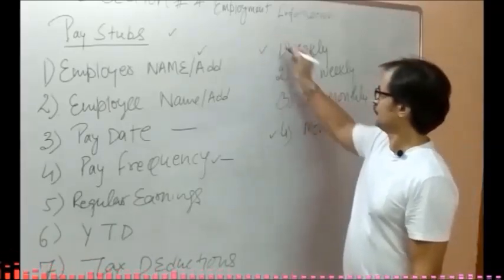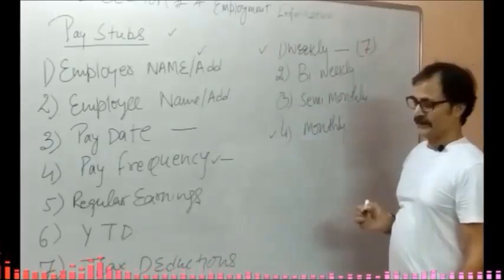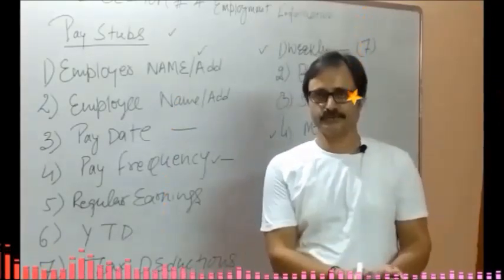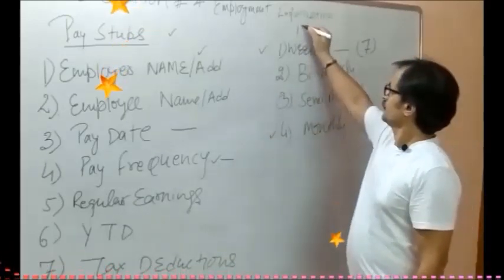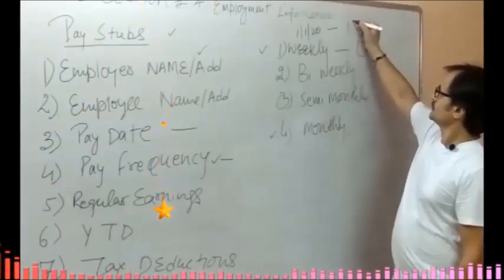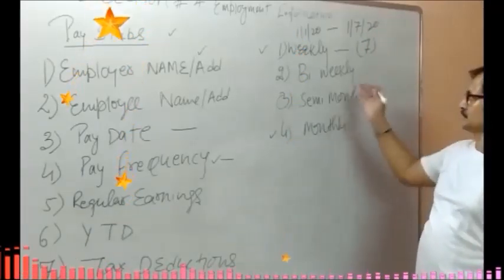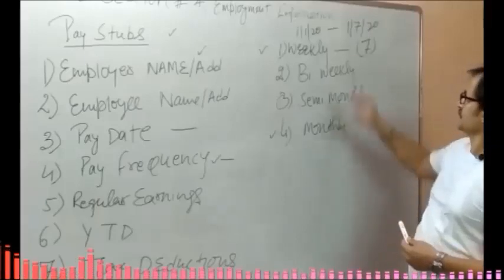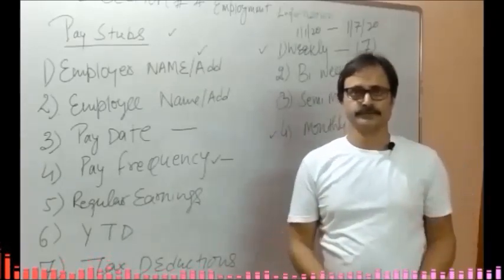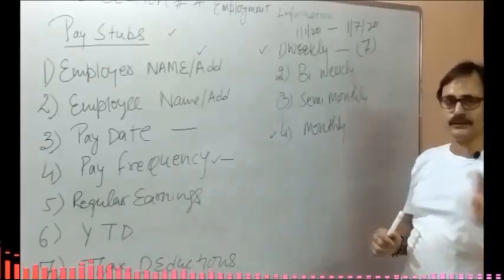So number 1 is weekly. Weekly means 7 days. That means if I start on the 1st of January 2020, the pay covers 1st Jan till 7th Jan. That is how they are going to pay. Each pay stub will cover 7 days, and on the 8th day or maybe the 7th day, as per the employer policy, I will be paid, but I will be paid on a weekly basis, right?